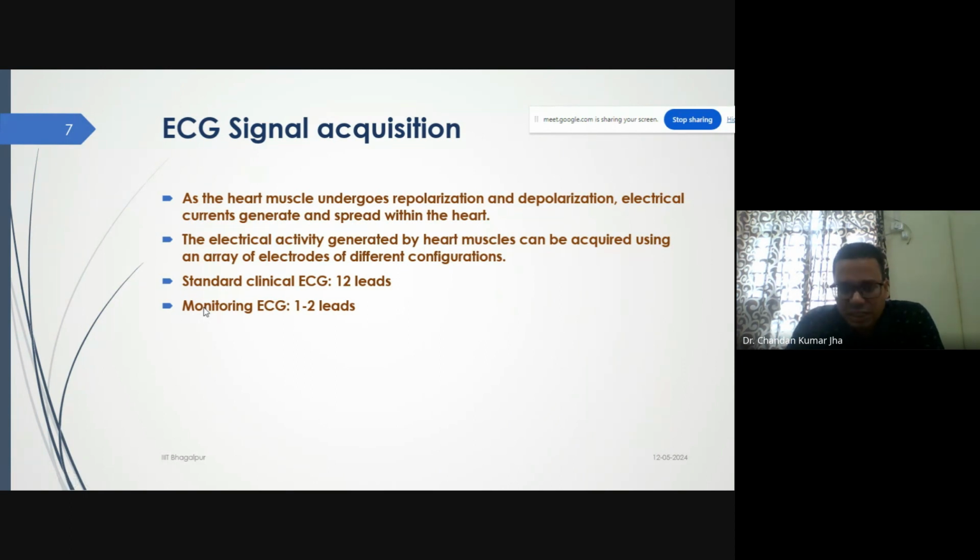But for monitoring purposes, suppose in an Apple Watch, the watch tells about the heart rate variability, and the R to R interval, meaning the heartbeat. In an Apple Watch one terminal is used, and that's why it is called a 1 to 2 lead monitoring device. So in monitoring devices, at maximum 2 leads are used, but in standard clinical practice, cardiologists use the standard 12 leads. I already told you repolarization and depolarization is the basic mechanism which generates the ECG signal, and this electrical activity can be recorded using either 12 leads, or for monitoring 1 to 2 leads.